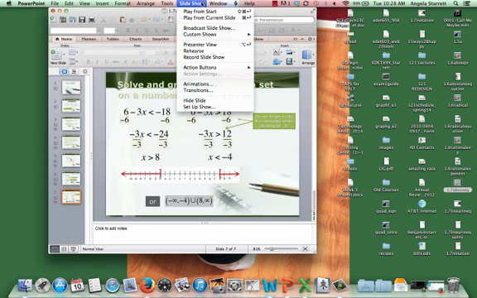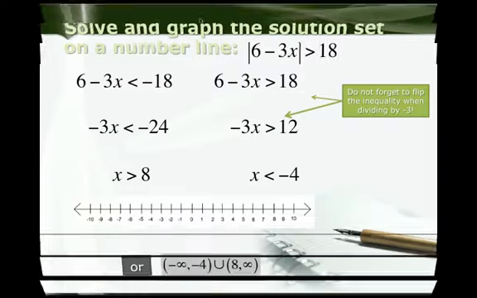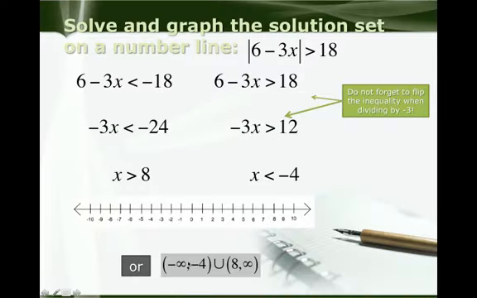Let's actually go back for just a second. Let's talk a little bit about this one. I want to show you with the pen what I mean by this. So we have x greater than 8. That puts a parenthesis, and I shade everything greater than 8, and then x less than negative 4 puts a parenthesis on the negative 4, and I shade everything to the left of negative 4.